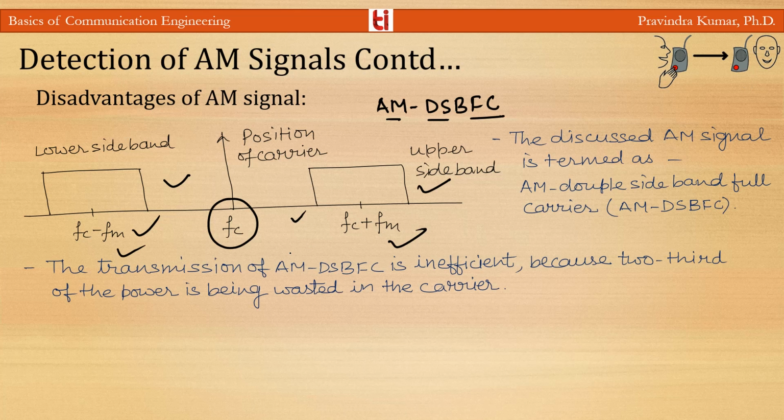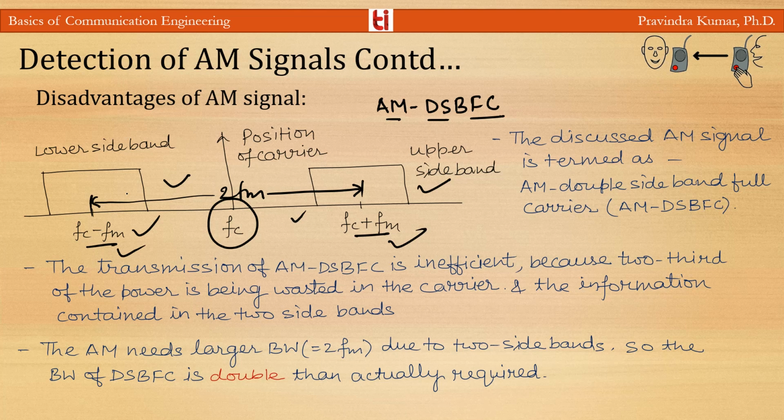So AM needs a large bandwidth, 2 fm. In this case, you can see the bandwidth is 2 fm, from the difference between the upper sideband and lower sideband, and out of which only one sideband is sufficient to convey all the information. So the bandwidth of double sideband is double what is actually required. We actually require only fm bandwidth, but we are having 2 fm bandwidth. So this is a waste of bandwidth. Double sideband full carrier is a bandwidth inefficient system, and also a power inefficient system, because power is wasted and bandwidth is also wasted in this case.